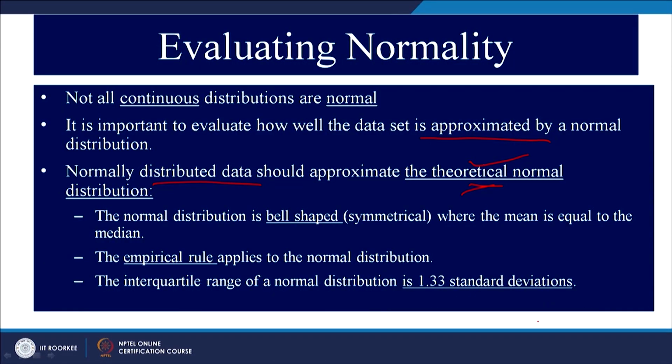So, what is the empirical rule? Within 1 sigma limit you have approximately 60% of data points, within 2 sigma limits 95%, and within 3 sigma limits approximately 99.72%, right. And one of the other characteristics of a normal distribution is that the IQR, the interquartile range, should be equal to 1.33 of the standard deviation of the data. Then you may say that the data are normally distributed. So, these are some of the conditions, and there are many more conditions.